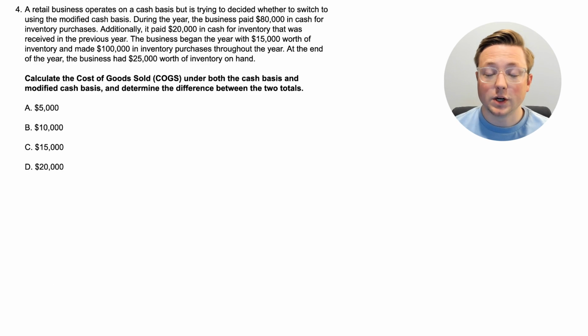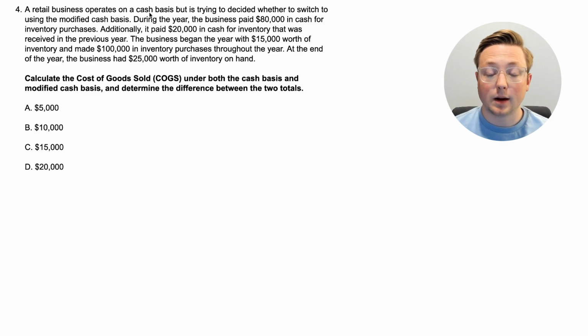All right, here we are at question 4. As always, read the last part. Calculate the cost of goods sold, or COGS, under both the cash basis and the modified cash basis, and determine the difference between the two totals. Okay, so we're going to have to calculate both the cash and the modified cash basis for this.